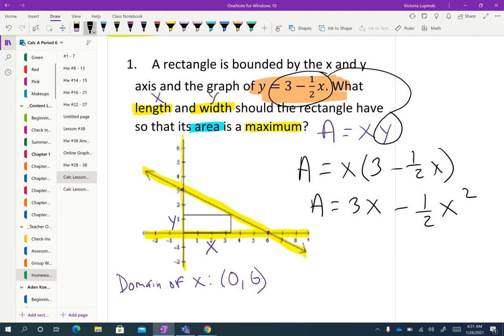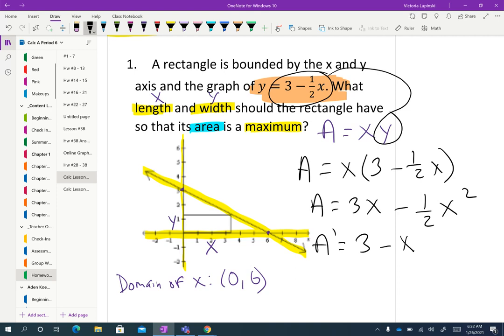So again, that is the area formula for a rectangle that potentially is bounded by those 3 curves, and we are trying to maximize it. Well, as we've seen the first 2 days, if you are trying to maximize or minimize something, it means you're going to take the derivative. So the derivative of A would, of course, be A prime. That would be 3 minus, bring down the 2 times 1/2 is just 1, and then x to the 1 less power.